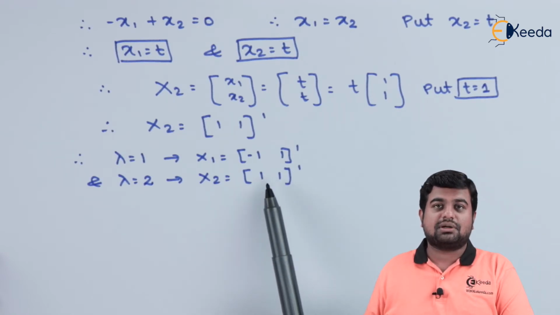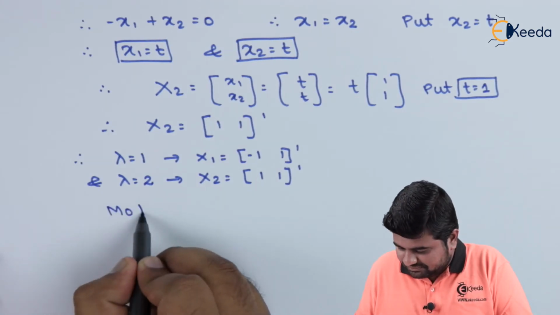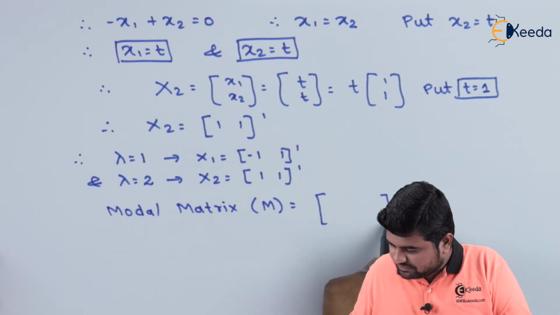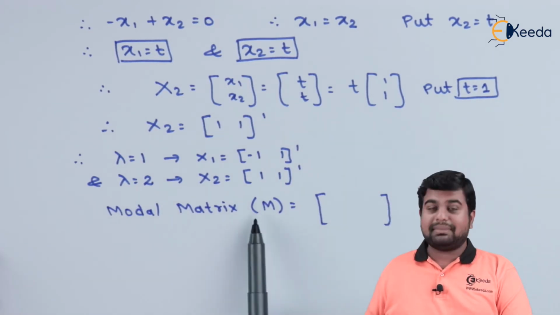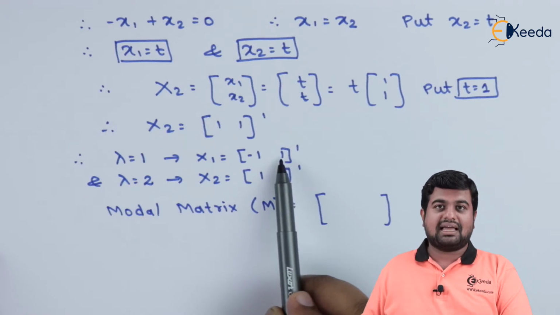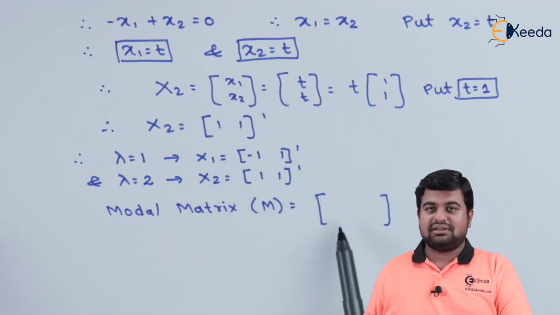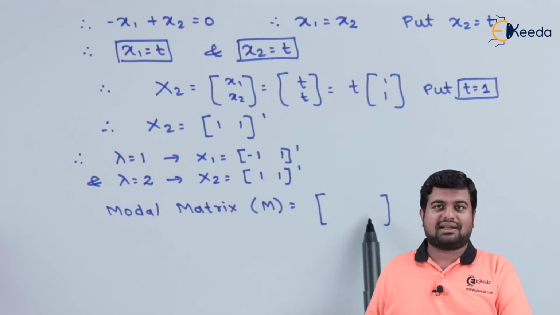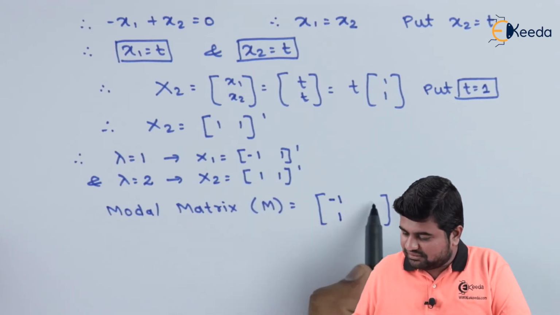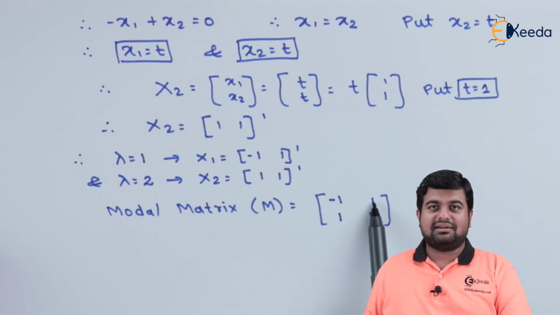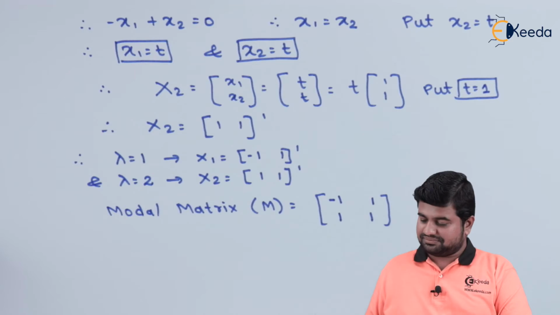So I am going to construct the modal matrix M as well as the diagonal matrix D. Modal matrix M is constructed by taking the first eigenvector and putting it column-wise, and the second eigenvector we are going to put in the second column. So the modal matrix is minus 1 and 1, and the second column is 1 and 1.